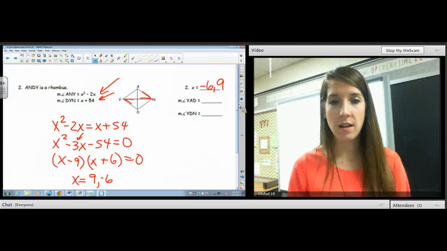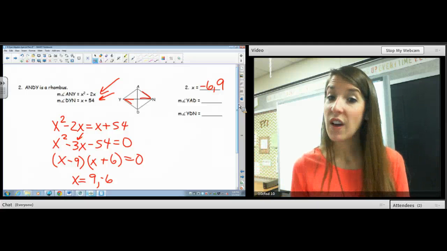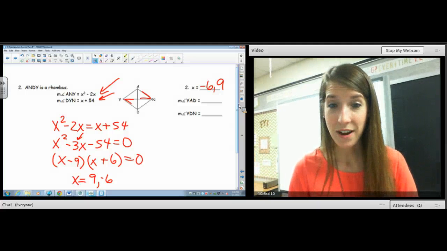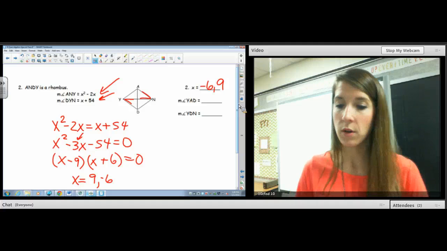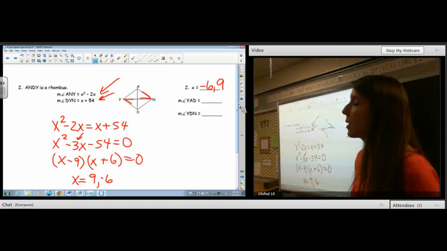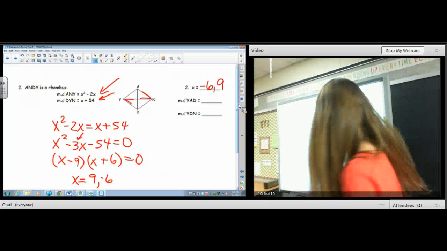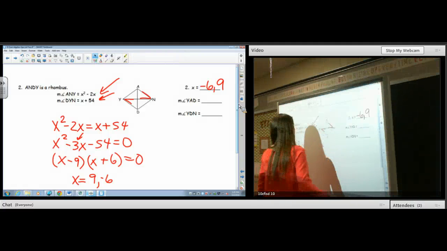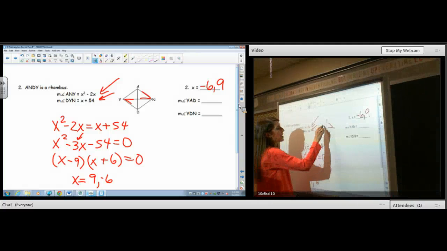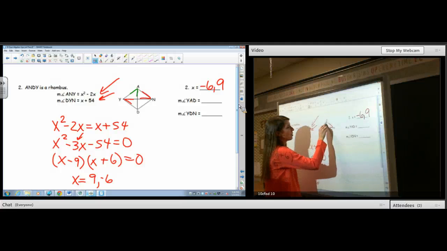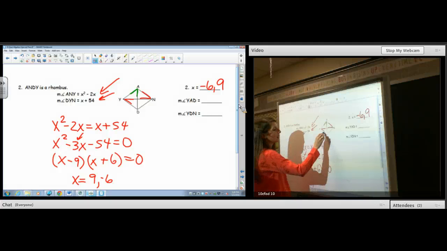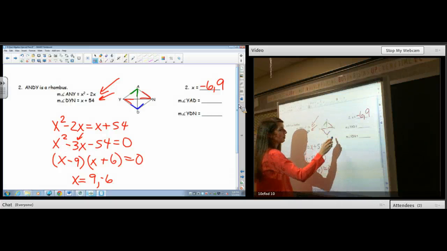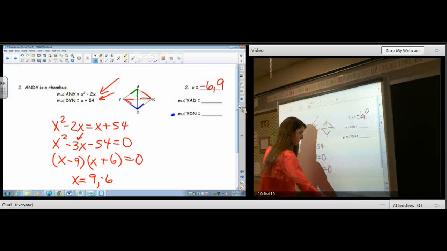If I plug 9 in, I'm totally safe. If I plug negative 6 in, I'm actually totally safe this time too. Negative 6 plus 54, that's great, that's wonderful. So let's look and see what angles we're actually trying to find. So take a look at your picture. We're trying to find YAD, that green angle, and we're trying to find YDN, the blue angle. So the blue and the green.